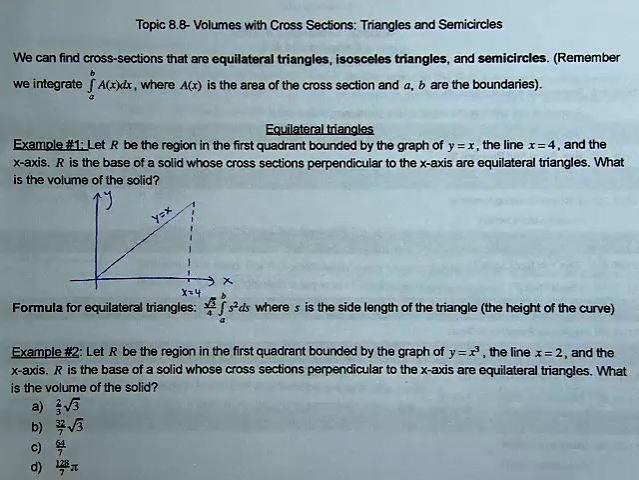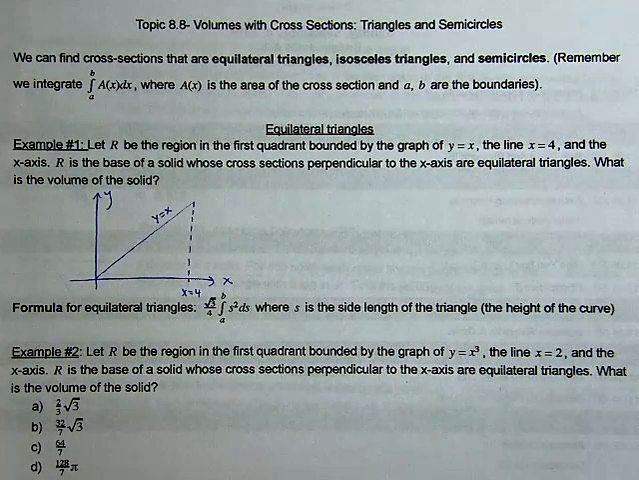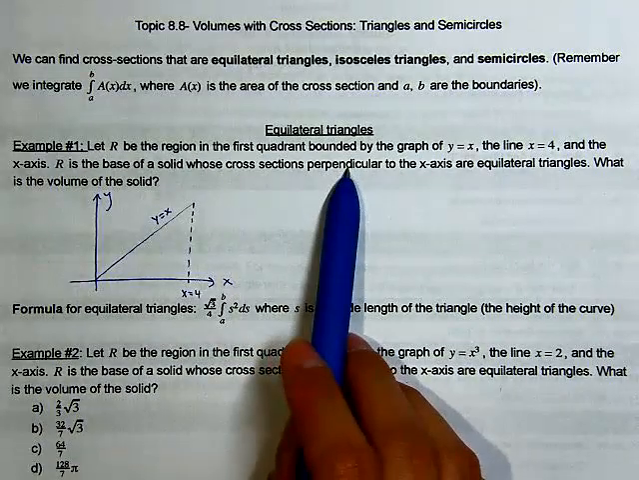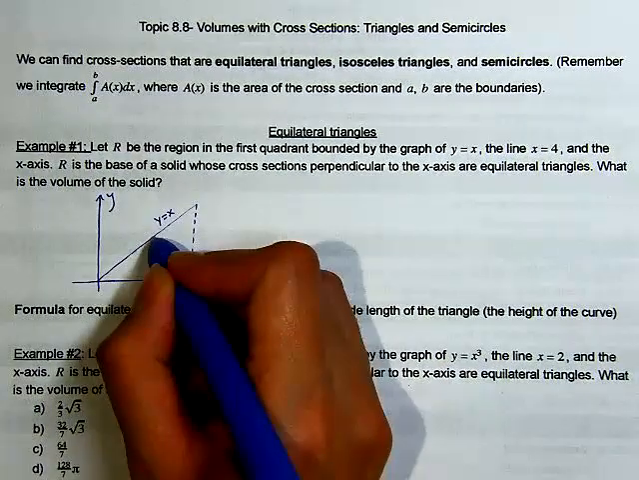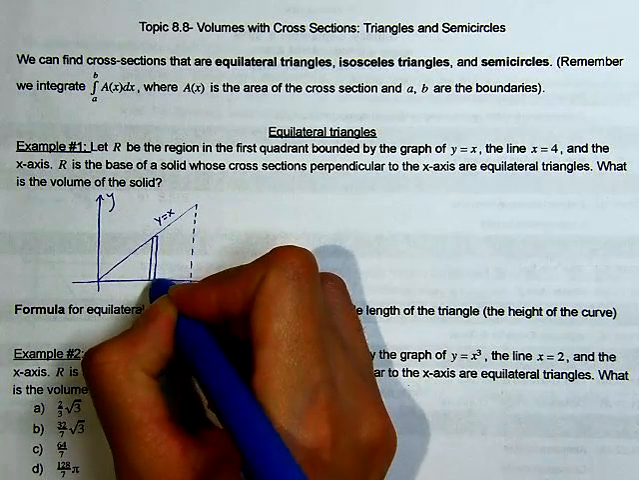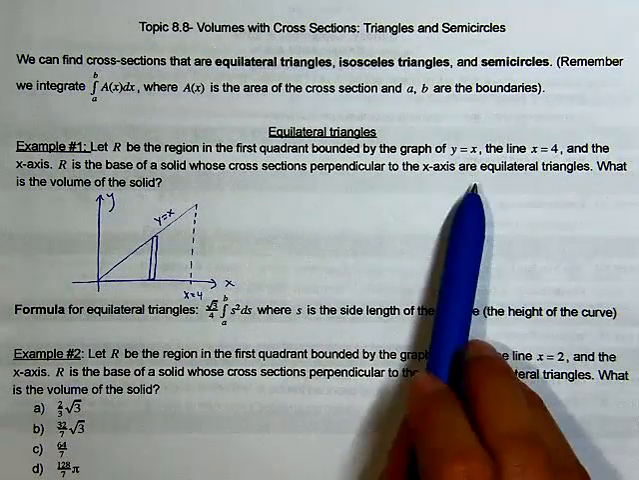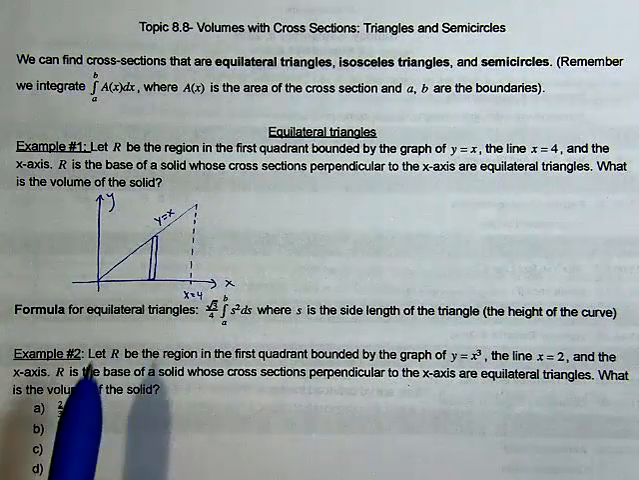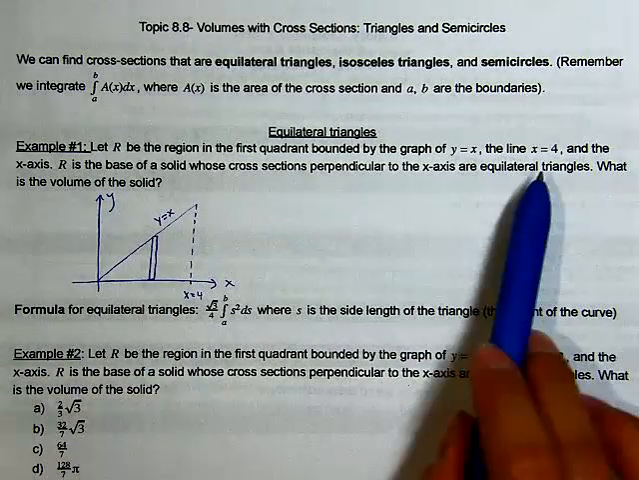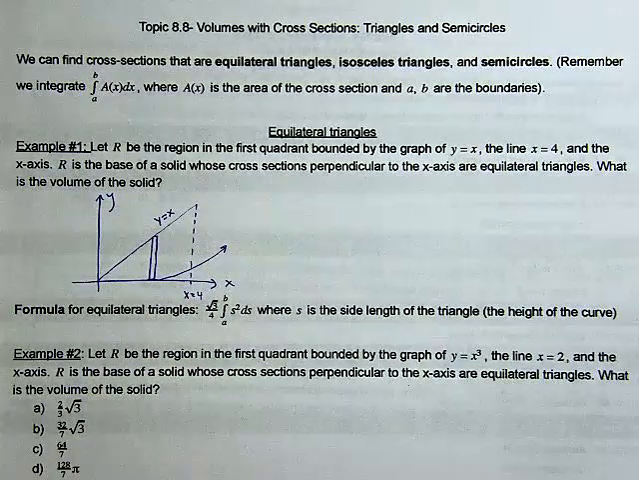R is the base of a solid whose cross-sections perpendicular to the x-axis are equilateral triangles. So our cross-sections are perpendicular to the x-axis, which means that they're going to be vertical slices or cross-sections. So you can see here this is perpendicular to the x-axis. This time when I pull this cross-section out, when I pull this slice out, it's going to be an equilateral triangle. So let's show you what this looks like.